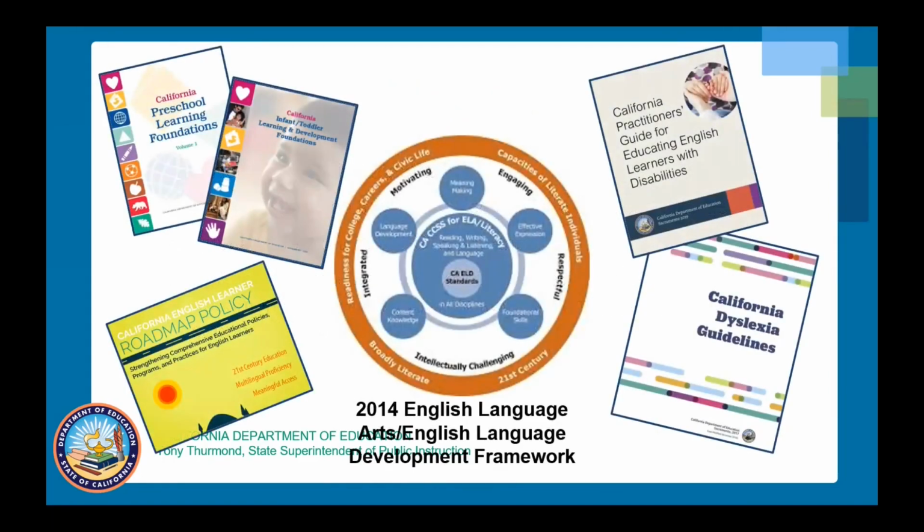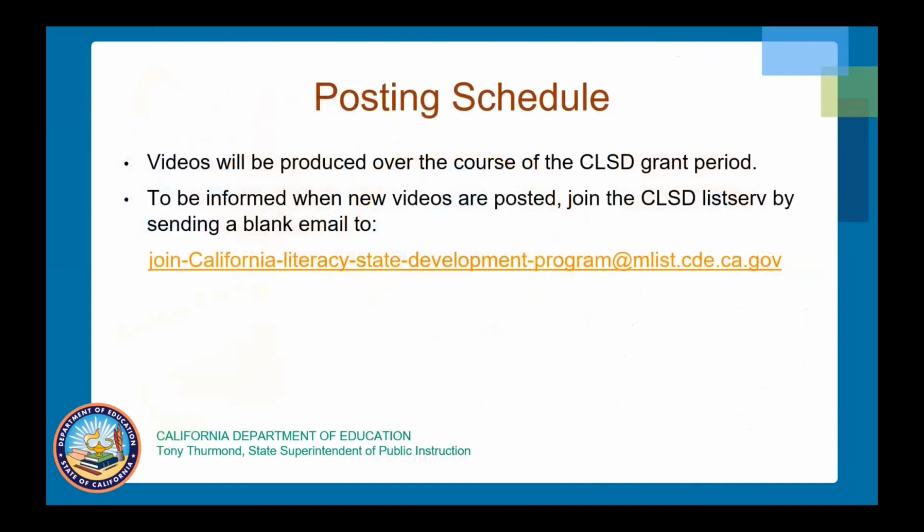A major objective of the CLSD grant is to bring coherence between California's guidance documents, some of which you see here, like the preschool learning foundations, the infant toddler learning and development foundations, the practitioner's guide for educating English learners with disabilities, the dyslexia guidelines, and the California English Learner Roadmap. Other content area standards and frameworks support literacy as well. The videos produced in this series will illustrate the connections between all of these documents and also explain how the documents themselves support literacy development for our students.